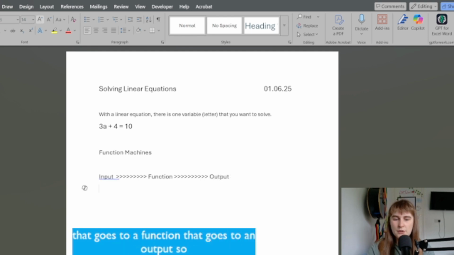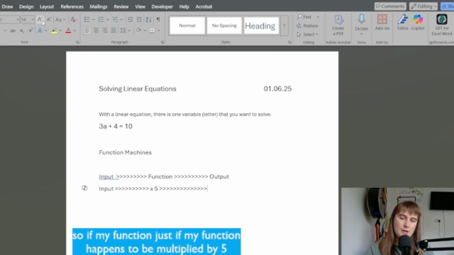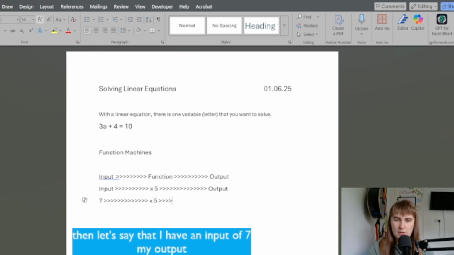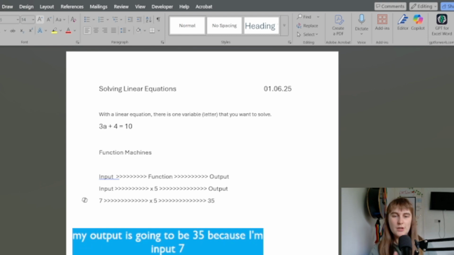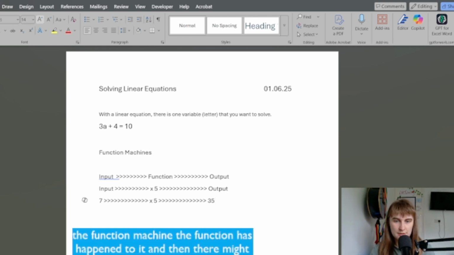So if my function happens to be multiplied by 5, then let's say that I have an input of 7, my output is going to be 35, because I've input 7 into the function machine, the function has happened to it, and then my output is 35.